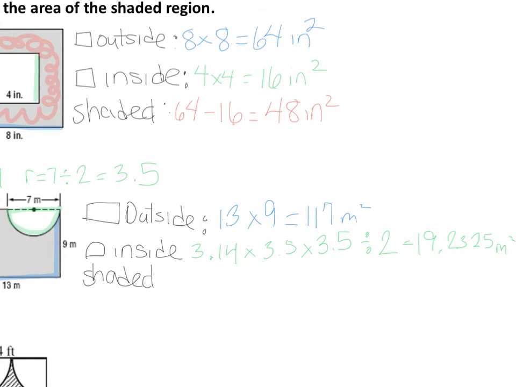And then to do the shaded area, we take our outside area of 117 meters squared and we subtract that hole that we cut out, which is 19.2325. And we end up with 97.7675 meters squared.